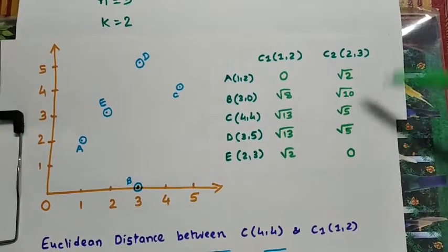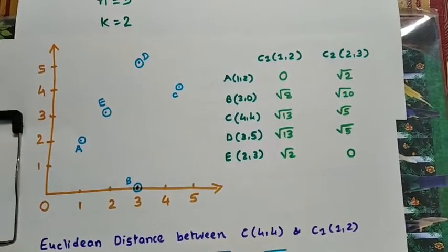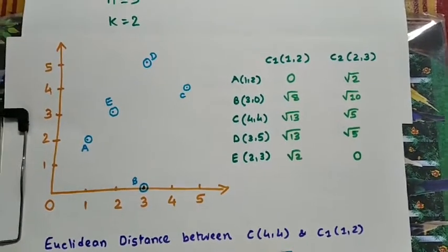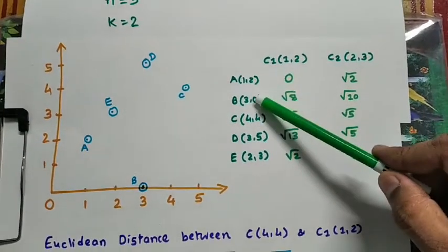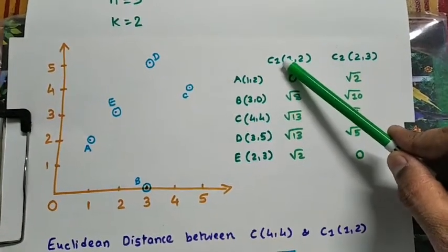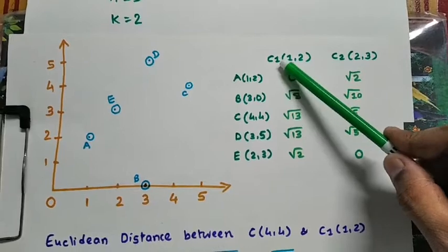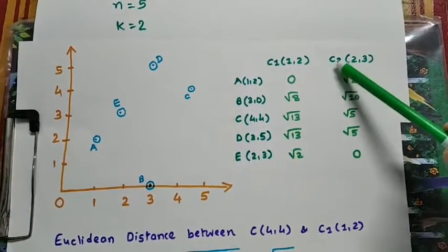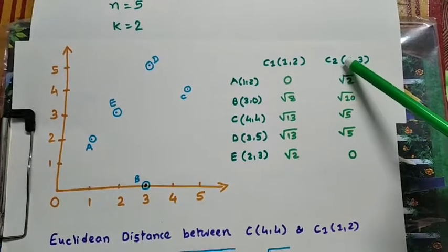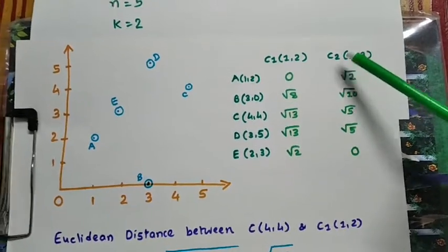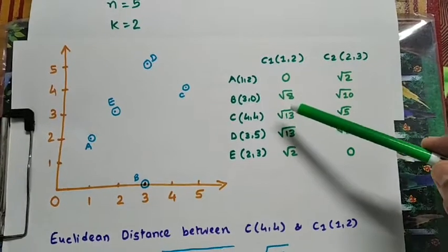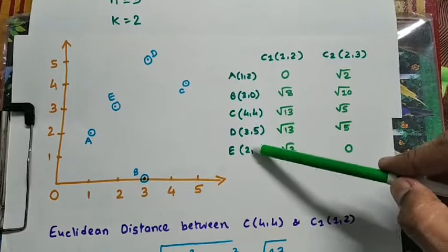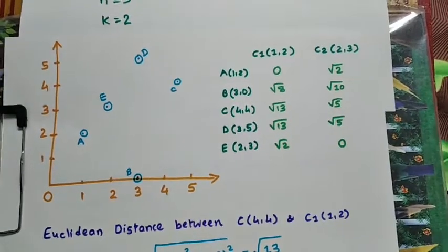Okay, so based on this decision, we will perform the allocation of objects to the clusters. Objects A and B are allocated to cluster C1 because they are nearer to this particular point, and objects C, D and E will be allocated to cluster C2 because they are nearer to that. So after my first iteration, A and B will be part of one cluster, and C, D and E will be part of another cluster.